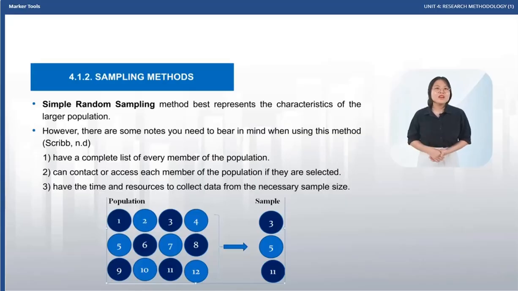Normally, the researcher will print out the list of 12 clients or 12 participants, and put their names into a separate bowl from 1 to 12. You mix them up, and then you close your eyes and pull out the first three. So that's what we call the simple random sampling method.